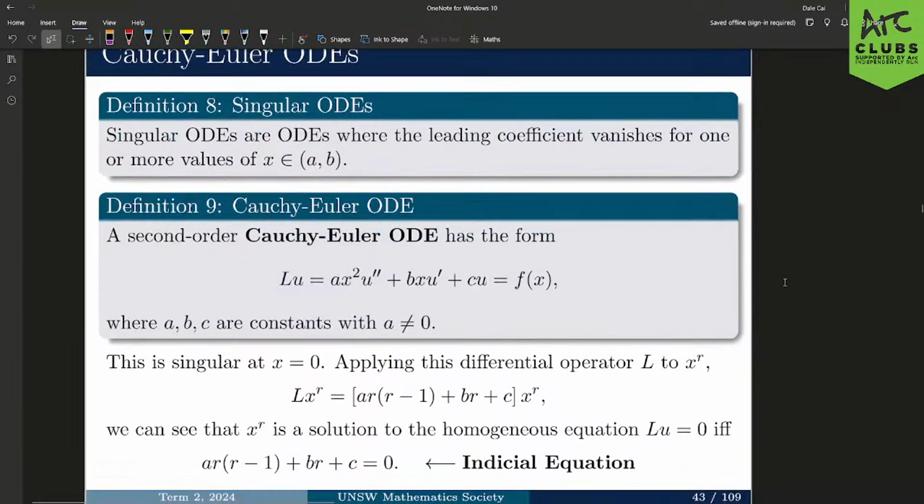Okay, a Cauchy-Euler ODE is of this form. This is another standard form of a differential equation, and our guess in this case is x to the r, because if you plug in x to the r, you end up with a solution as long as r satisfies this equation, and it's called the indicial equation. So you can plug in x to the r in here and see for yourself.